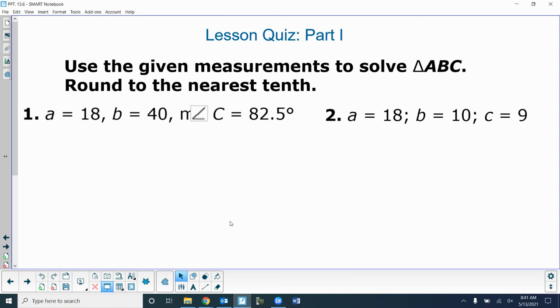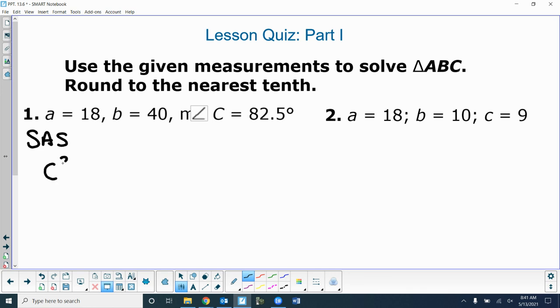All right, so which situation is number one? Very good, side angle side. So when you have side angle side, the only thing you can find is the side opposite the angle they give you. So we're looking for side C.